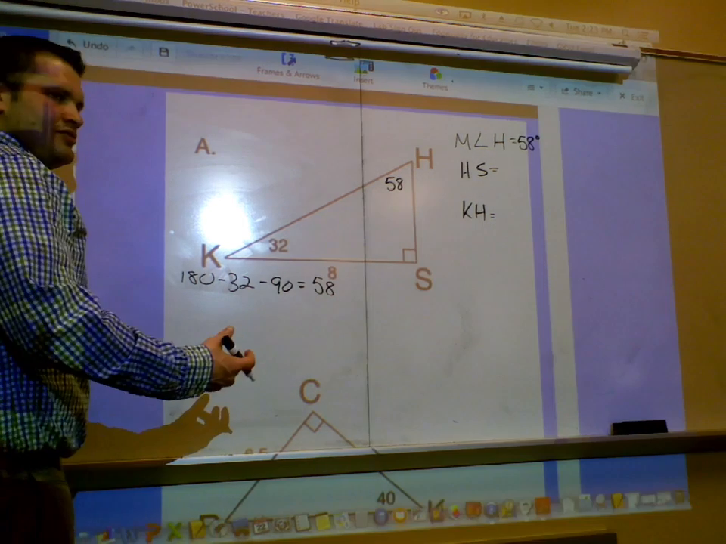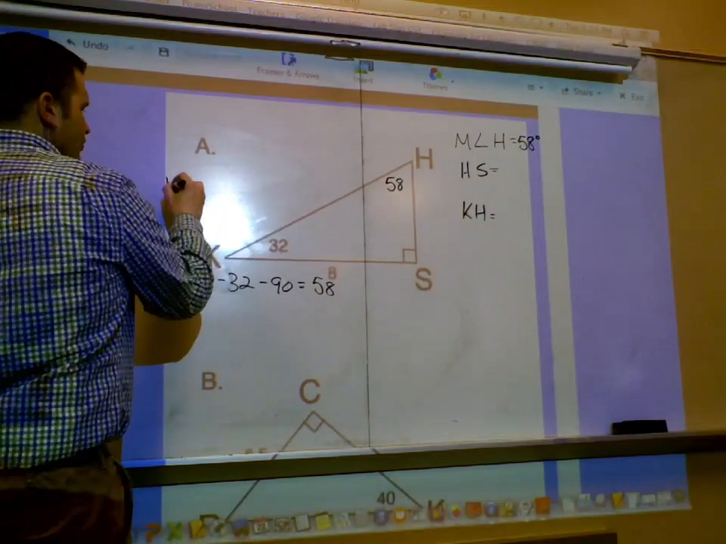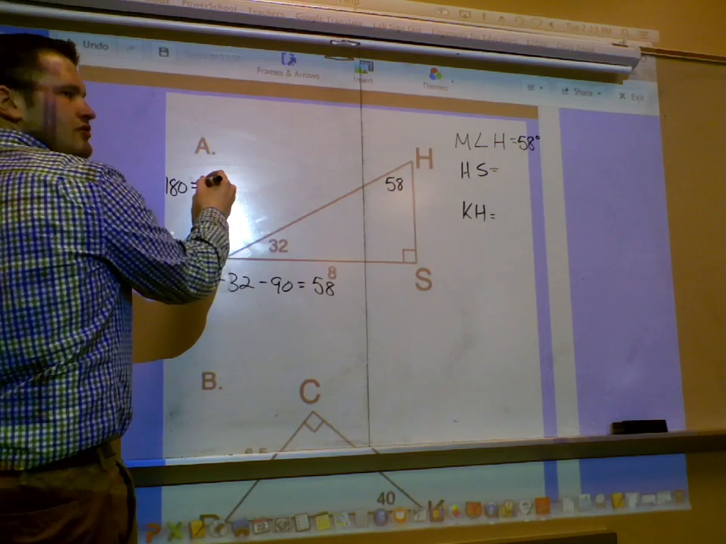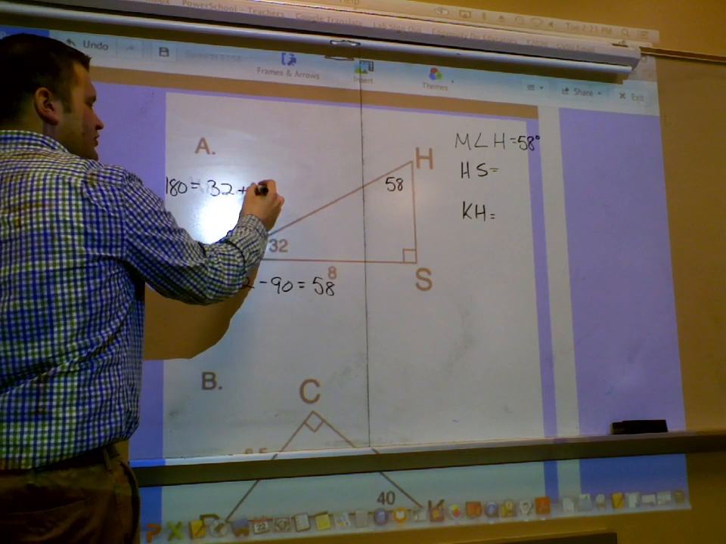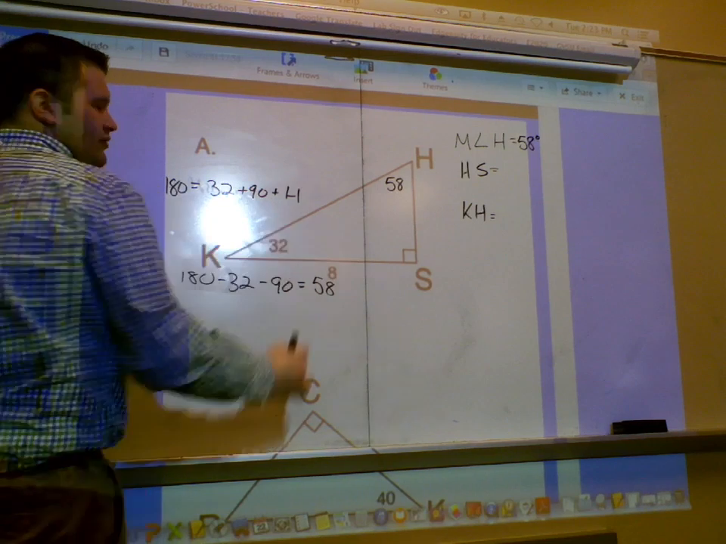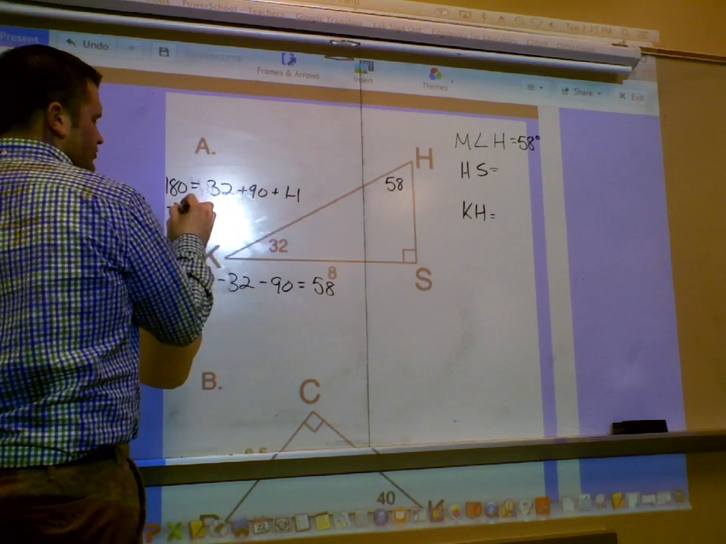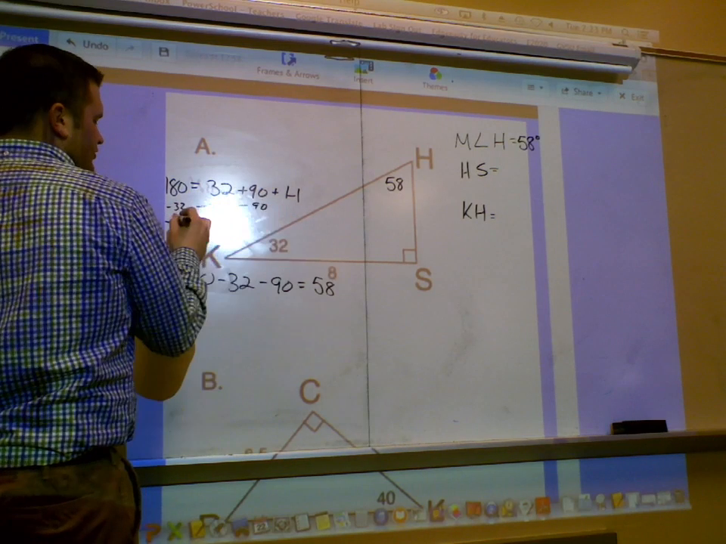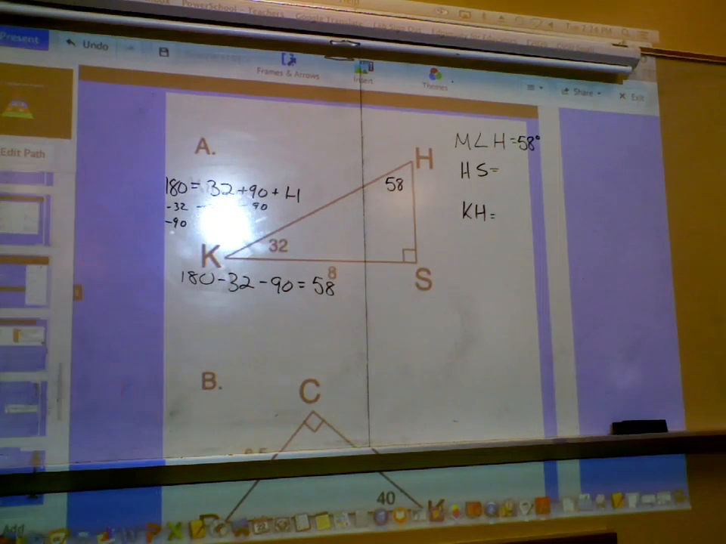180, right? So this plus this plus this equals 180. I have a question. So 180, I'm answering a question right now. Not your question, but a question. So I can solve for h by subtracting 32 and subtracting 90, which is what I did right here. And that'll give me h.